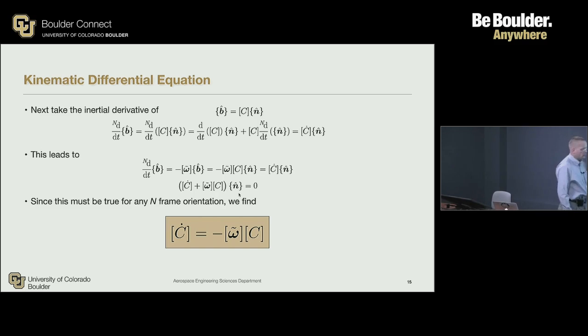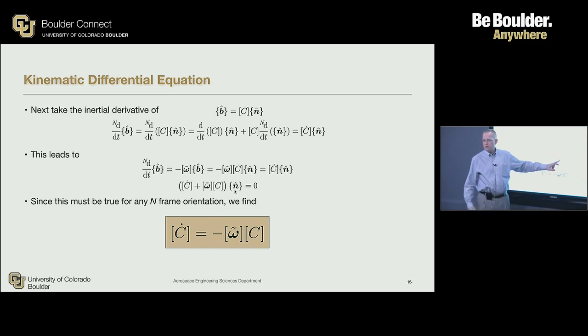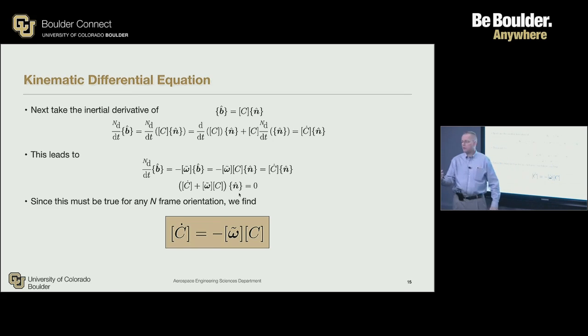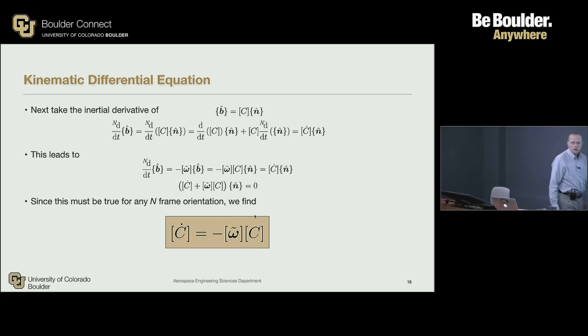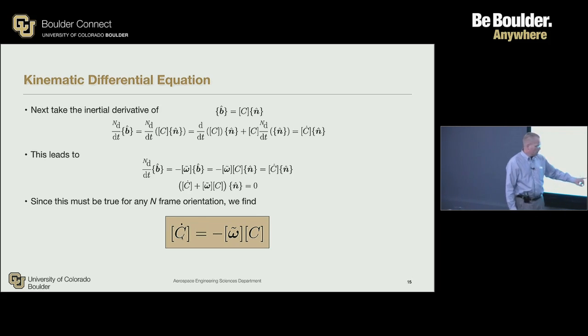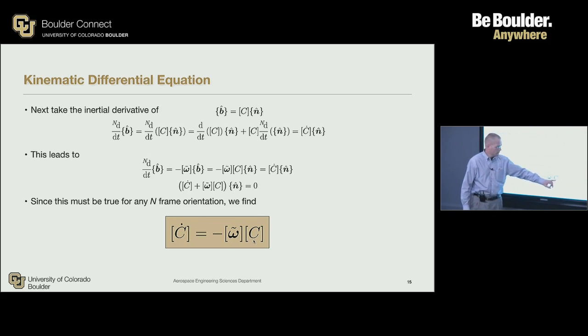This is the classic math argument. This has to be true for any set of N hats. You can't pick a particular frame which happens to make this math go to 0. This has to be true for any frame. So the only way that happens is this bracketed term has to individually go to 0. And voila, we have derived the differential kinematic equation that you need to integrate. So C dot is equal to minus omega tilde C.